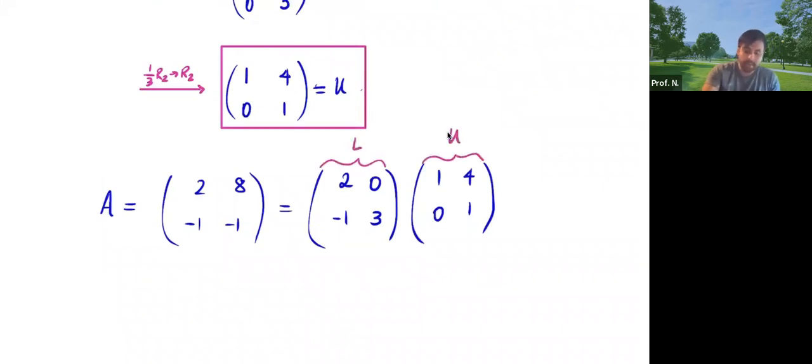And what's supposed to happen is that when you do this multiplication, I get 2. And then how do you get 8? Do this times this. I get 8. How do you get -1? You take this row with this column, and you get -1. How do you get this -1? You do this times this, which gives you -1. So this works out.